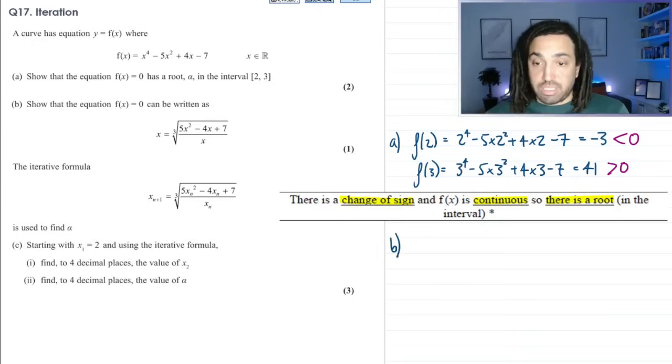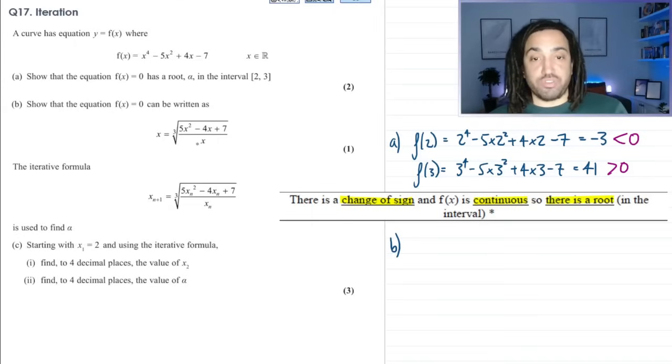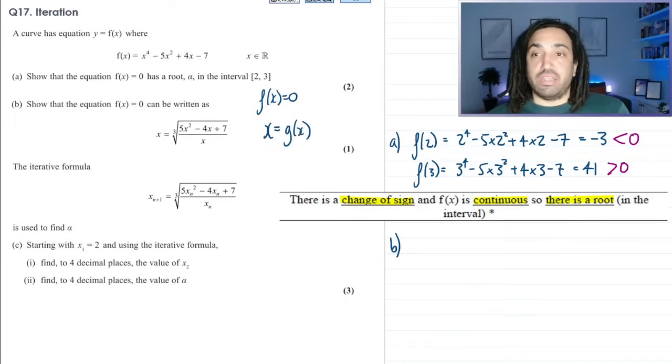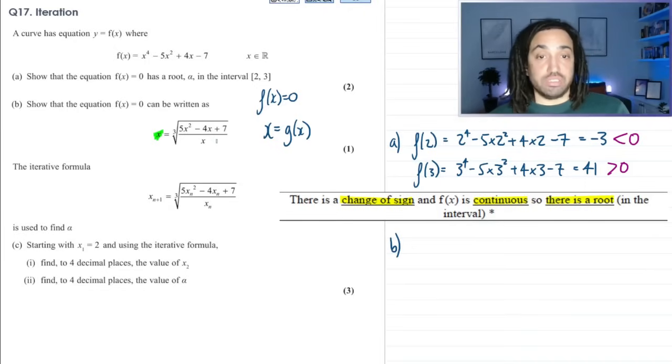Okay, great. Part B, it says show that the equation f of x can be written as follows. Fine, so let's identify which x they have made the subject, because in order to do this topic you must rearrange f of x equal to 0 into x is equal to g of x, which they have done. They've got x here and they've got another equal to another function of x, and that has all come from the f of x equals 0. The question is, which x did they choose?